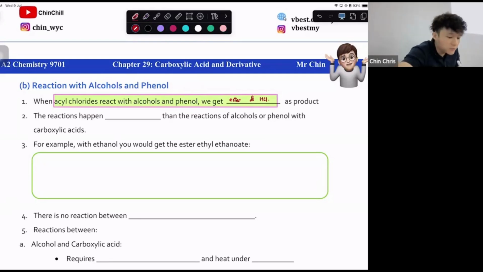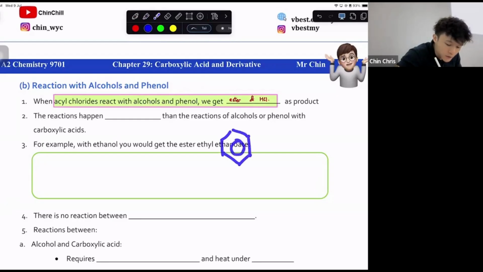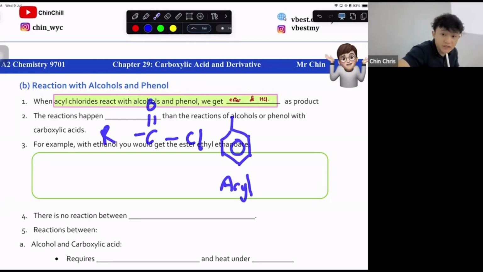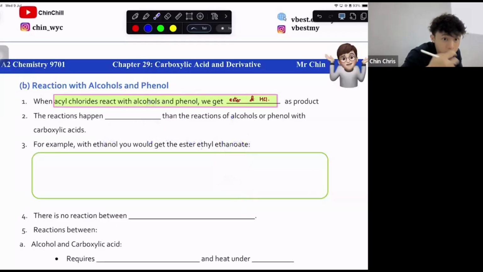So what's the difference between aryl and acyl? Aryl is always with an alkyl, always with a benzene ring, that we call aryl. Acyl is with a C double bond O. That is acyl chloride. So guys, with an acyl chloride, this reaction happens more rapidly.